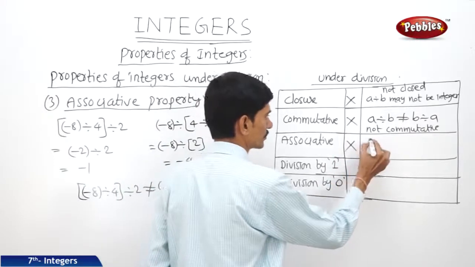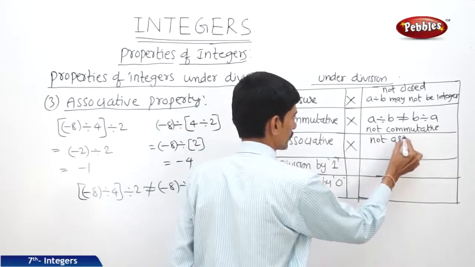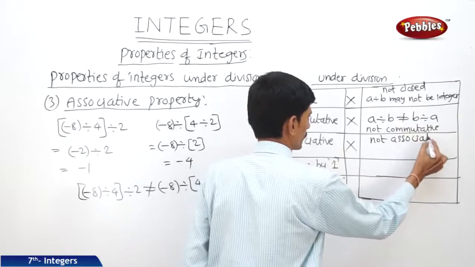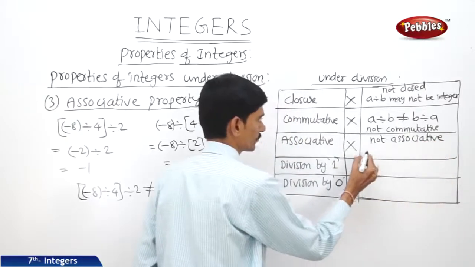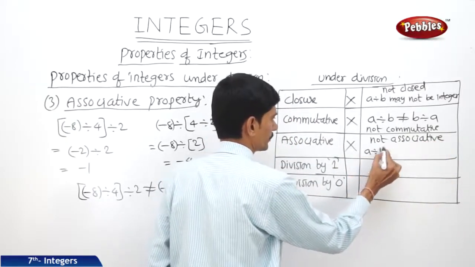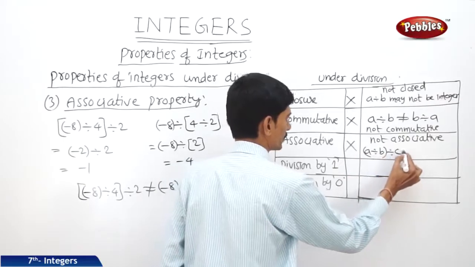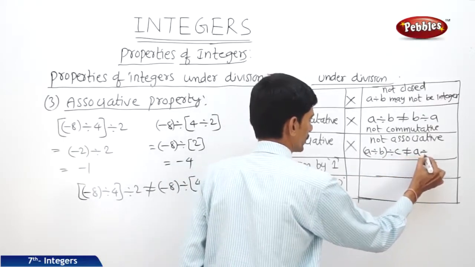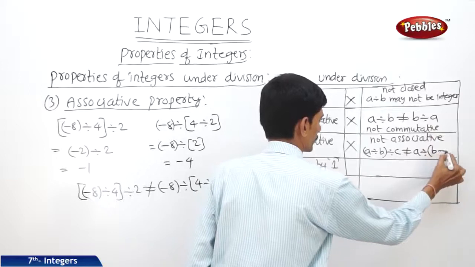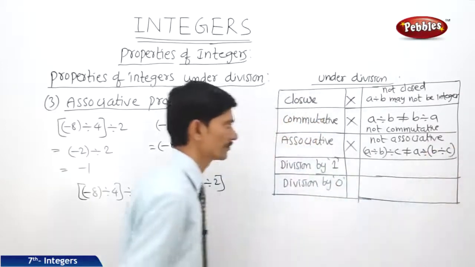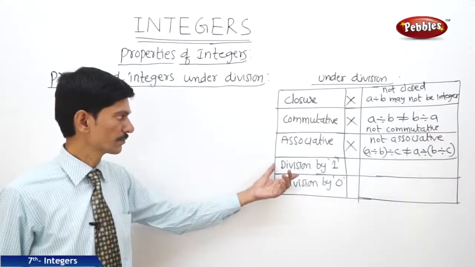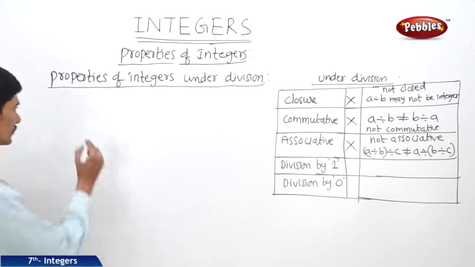So then we can write that a divided by b divided by c is not equal to a divided by b divided by c. Now let us see the next property, that is division by 1.